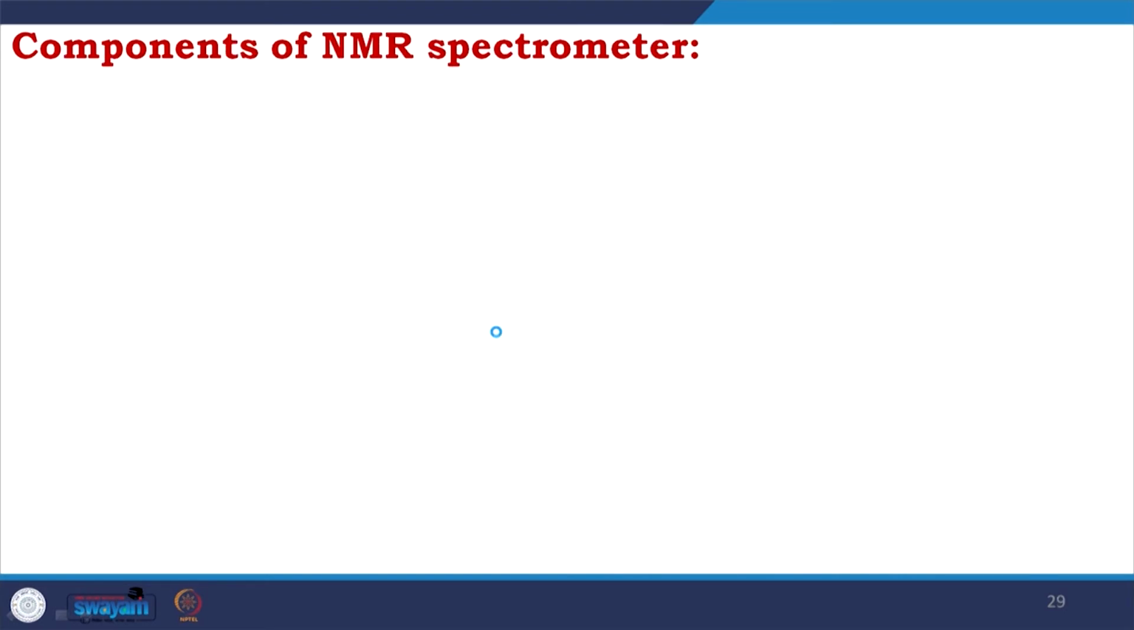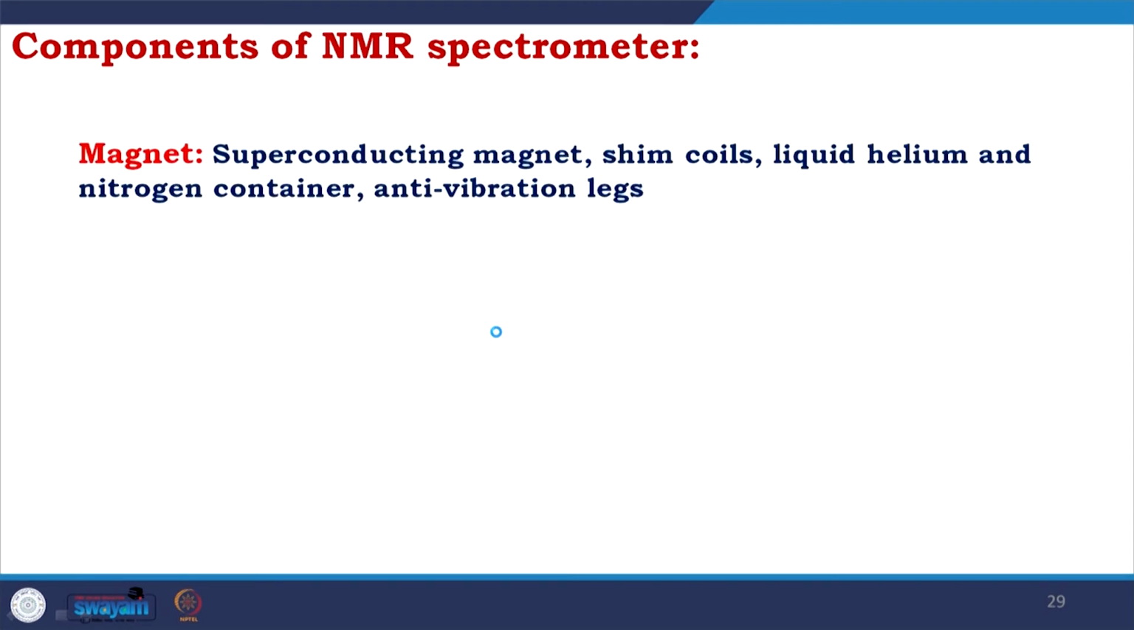So, the components of the NMR spectrometer. The first one, which is very important, is the magnet: superconducting magnet, shim coils, liquid helium and nitrogen container, anti-vibration legs. Vibration is extremely critical. So, when the NMR instrument is set up, it has anti-vibration legs which absorb the vibration and do not let the instrument get the vibration.